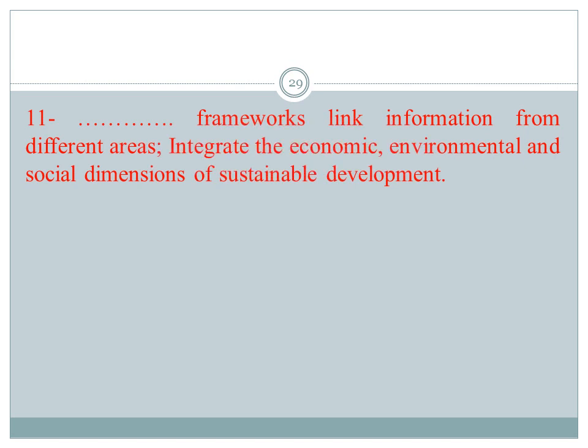Question 11. These frameworks link information from different areas and integrate the economic, environmental, and social dimensions of sustainable development. This framework is A. UNCSD, B. CSR, C. Accounting framework, D. Analytical framework. Exactly, the correct answer is analytical.